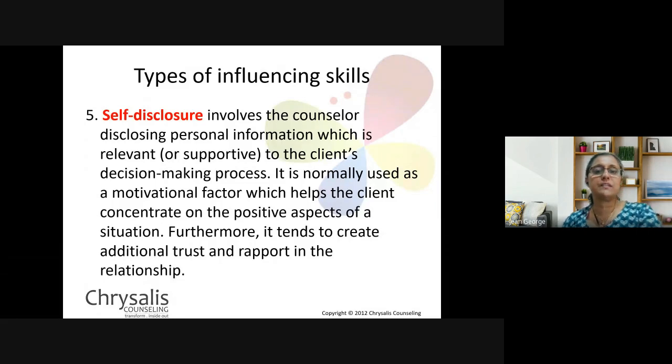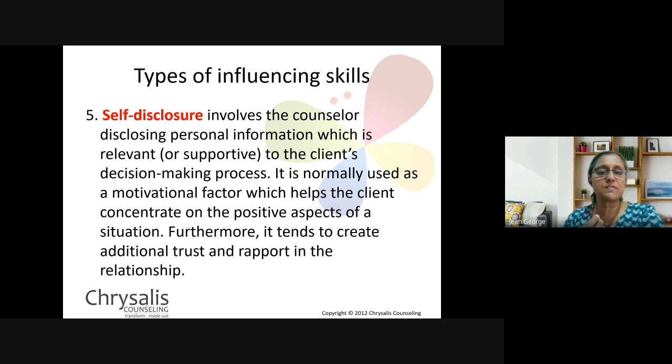Now, self-disclosure. It's the intentional disclosing of the counselor's personal information. And you're doing this not because you want to share something about your life story only. It is part of your effort to connect with your counselee, as well as to bring about some kind of motivation to help them see that they're not alone, that there is some way that even you may have gone through something and you figured out a way.